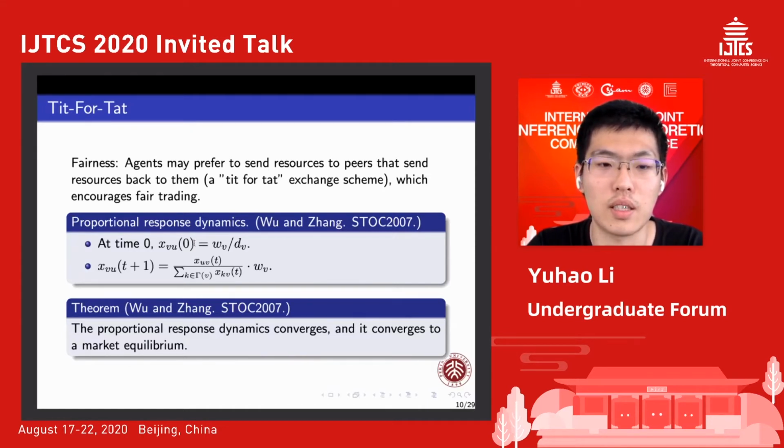This dynamics runs like this. At time zero, all agents divide their resources equally among their neighbors. At time t+1, the amount of resources that agent v sends to u is proportional to the amount of resources he received from u over the total resource he received at time t. This dynamics has a very nice property. The theorem says the proportional response dynamics converges, and it converges to a market equilibrium.